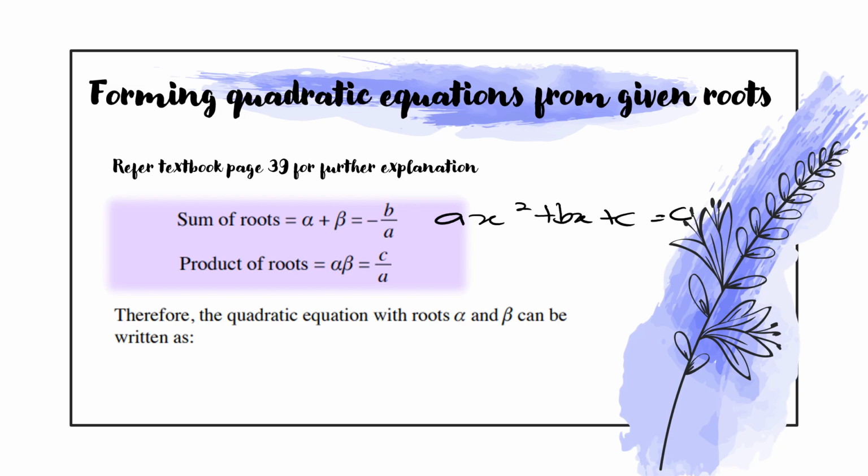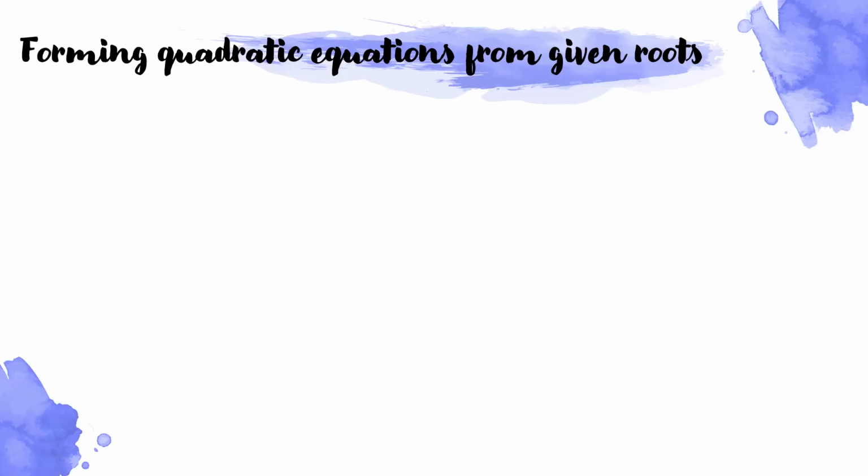Therefore, the quadratic equation with roots alpha and beta can be written as x squared minus SOR x, the sum of roots, plus the product of roots POR, is equal to 0. So this one you can refer to the general form here. It becomes the general quadratic equation, but you need to find the SOR and POR here. Okay, forming a quadratic equation from the given roots.